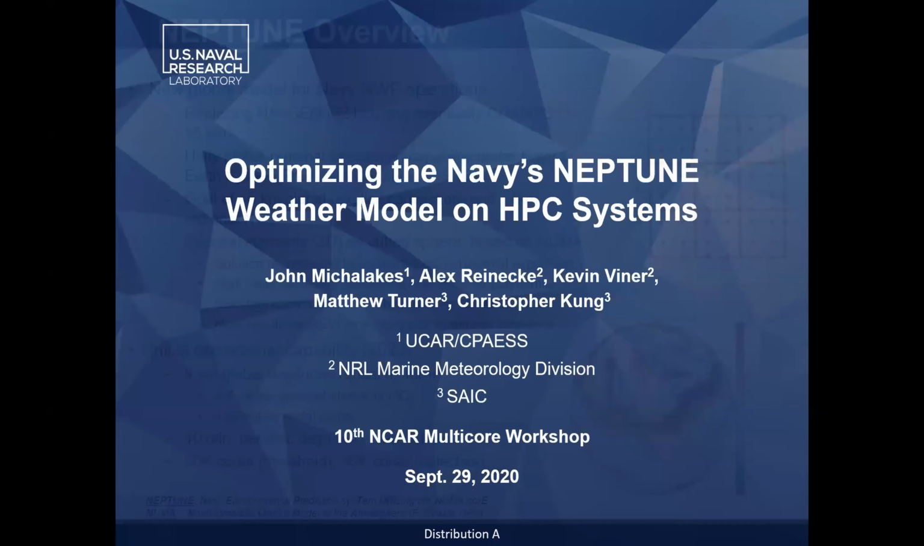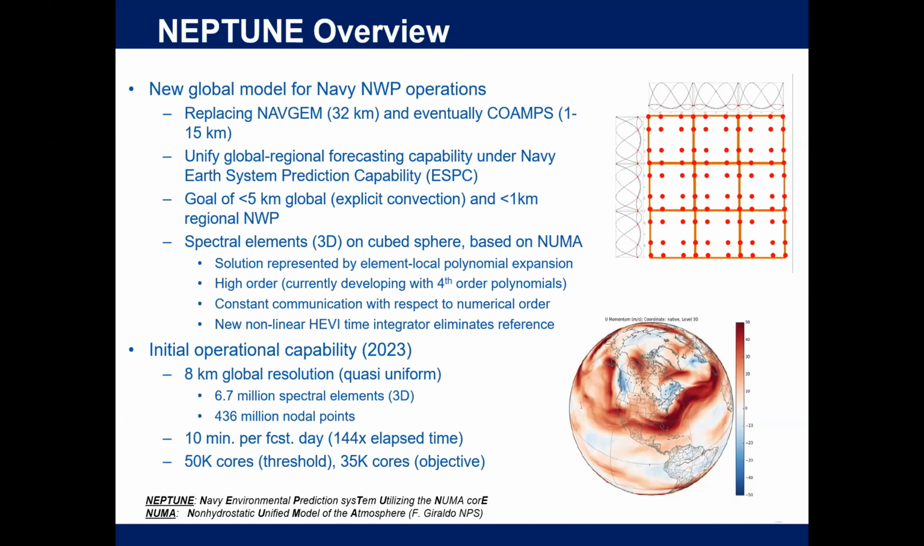This would replace the current spectral model called NavGem, that runs at 32 kilometers horizontal resolution operationally. Eventually, Neptune will replace the COAMPS regional model. The idea is to have a unified forecasting system for both global and regional forecast capability. The goal for Neptune is to get down to resolutions that explicitly resolve convection on a global scale, that's less than 5 kilometers. Running Neptune regionally, we expect to get down to less than 1 kilometer resolution.